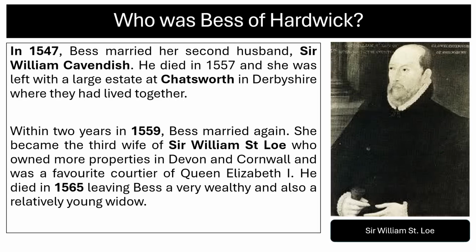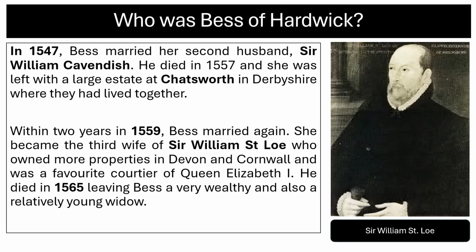A few years later, in 1547, Bess marries her second husband, Sir William Cavendish. He's a little bit wealthier. This helps Bess to increase her social standing. But he dies in 1557, and that leaves Bess with a large estate at Chatsworth in Derbyshire, where she had lived together with William Cavendish.